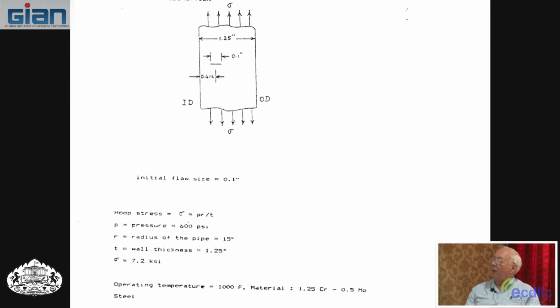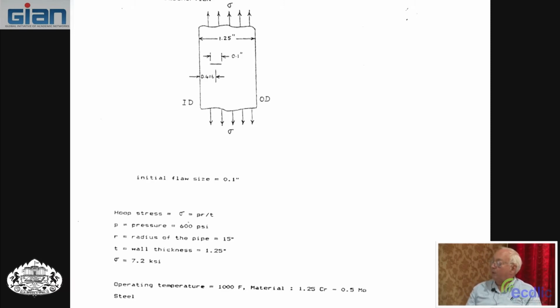This is a pipe wall. It's not a center crack specimen, but a pipe wall. It has this little internal crack in it, and you can't read these things because this didn't come out high enough. But anyway, the stress is PR over T. I don't know if you know that, if you ever do pressure vessel stress, PR over T.